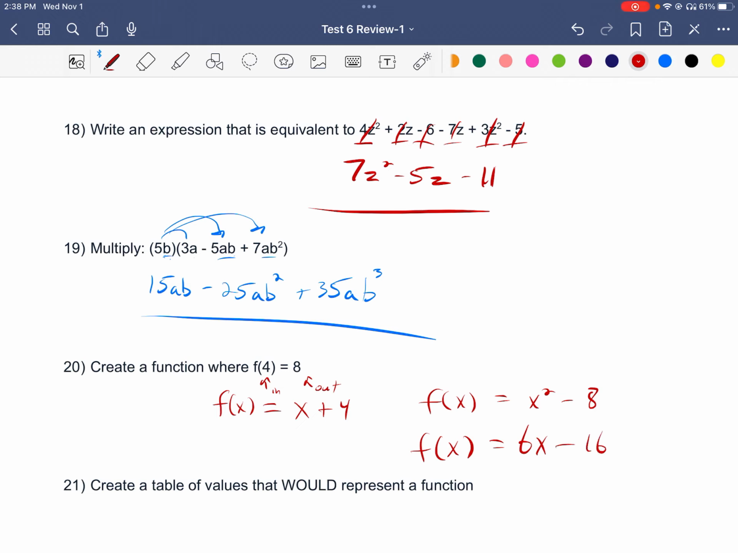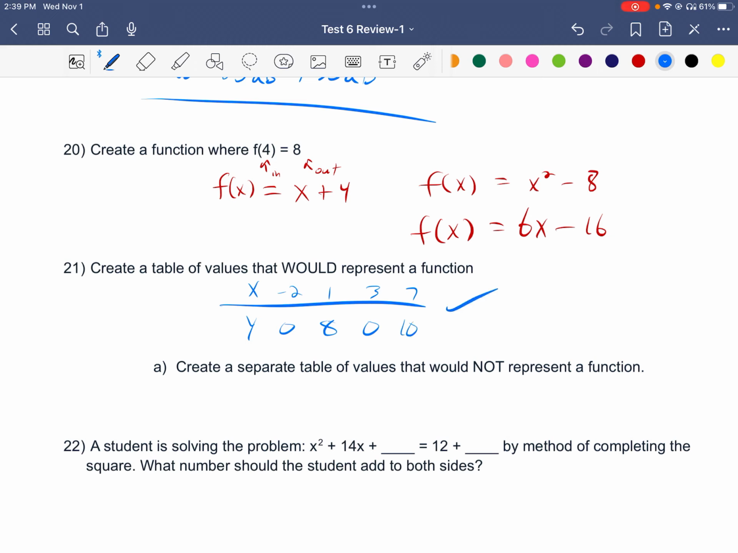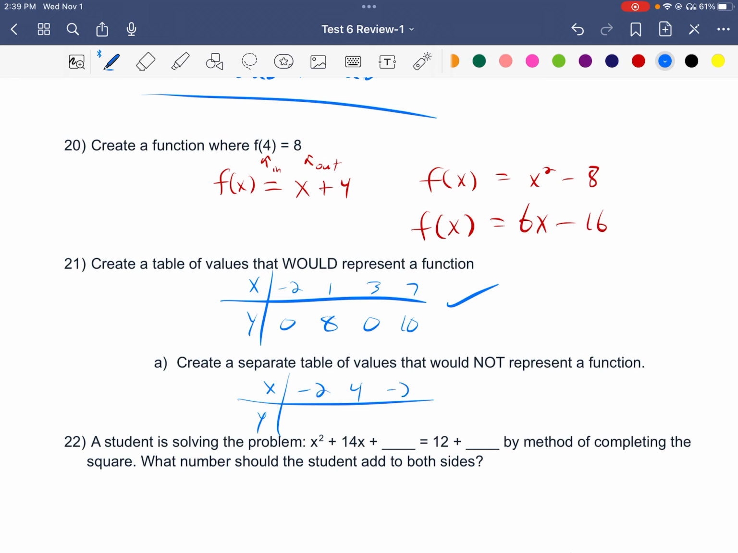Create a table of values that would represent a function and a table of values that would not. So I'll do it this way. A table of values that would represent a function, let's go like -2, 1, 3, 7. It doesn't matter what we put. We just cannot repeat the x values. So that one, kind of weird looking function, but it's fine. X values don't repeat. The second one, our x values would repeat. So we would have, I don't know, let's go like -2, 4, -2, 8. Doesn't matter what the y values are, but we cannot repeat those x values.